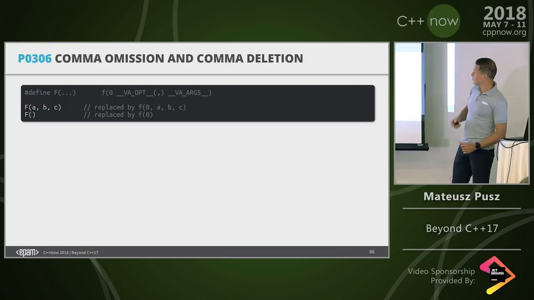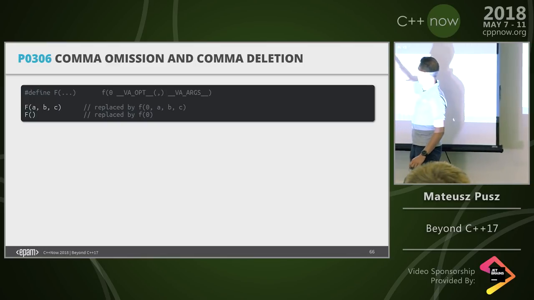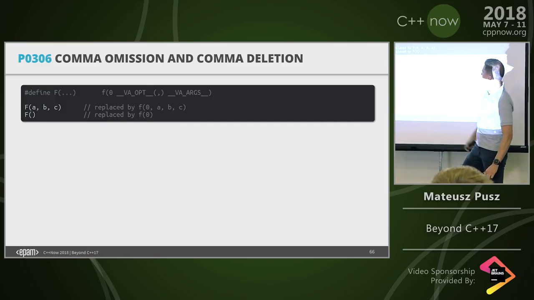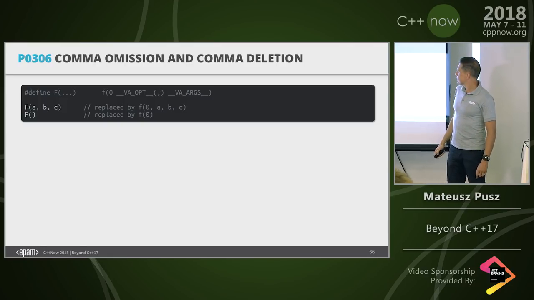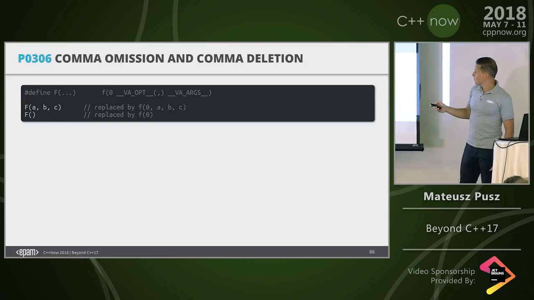The last of the small features that were added is regarding the preprocessor. You can provide __VA_OPT__ here with a comma, and this comma then will be optional. It will either not be added at all, or it will allow us to do things like this. Okay, so these are things that were added.